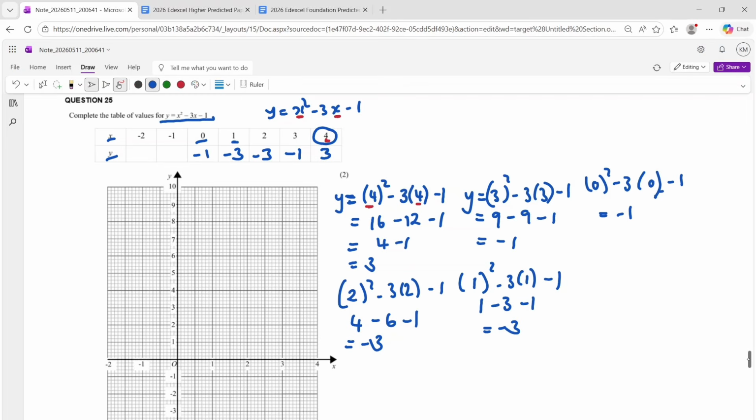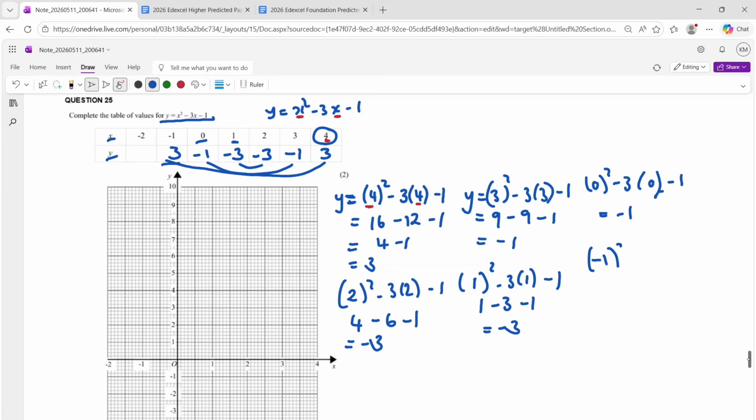Now, can you see that you've got these two are the same and these two are the same? So what do you think this is going to be? Yeah, you've got it. It starts to mirror. That's going to be 3. Okay, but I'll do it just to show you.